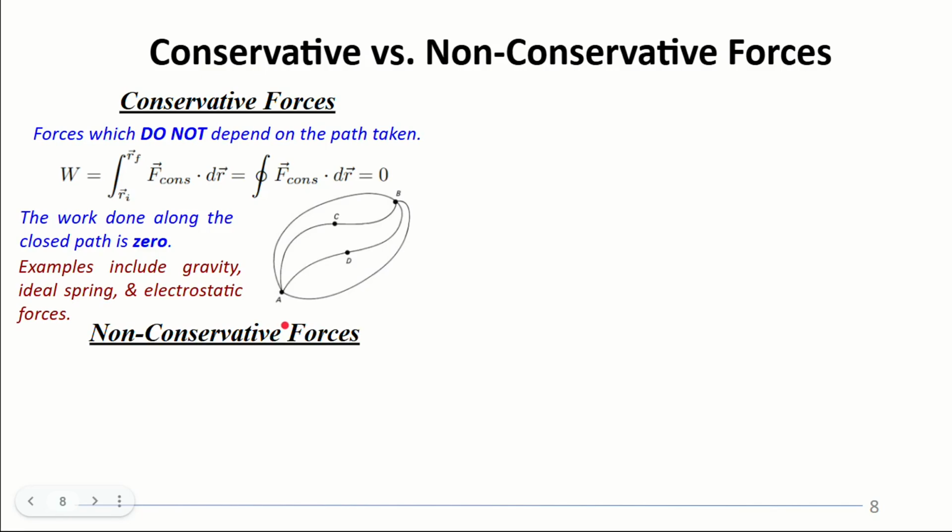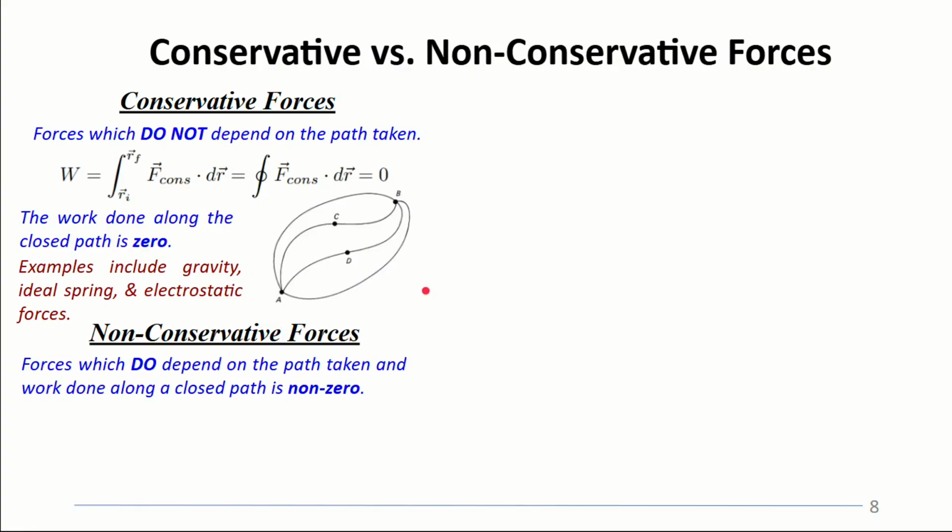And then for non-conservative forces, they're the exact opposite of conservative forces, where these forces do depend on the path taken, and then the work done along the closed path is going to be non-zero in general. These forces can include, say, friction, air resistance, tension, pushes, pulls, etc.